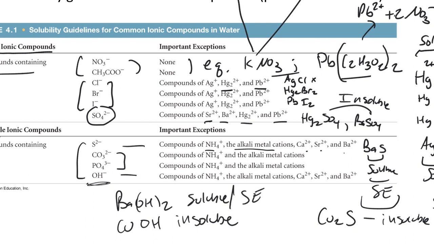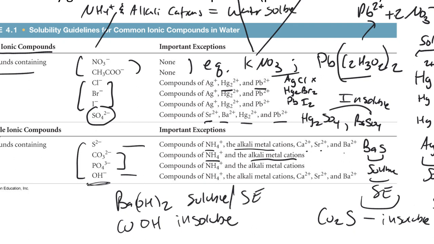So carbonate and phosphate also tend to form insoluble compounds. Their exceptions are ammonium and alkali cations. Now, I wish the book would do this too. The ammonium and alkali cations are just always soluble. So anything with potassium cation is soluble. You pair K plus with any anion and know that it's going to be water soluble. So you could generally say that anything with NH4 plus and alkali cations is water soluble with no exceptions.